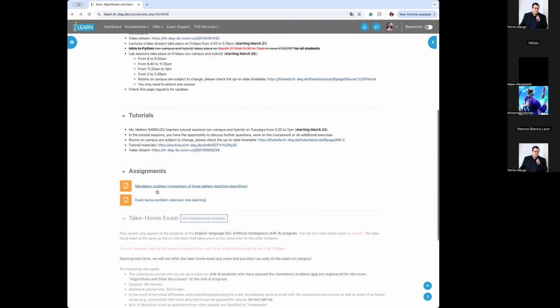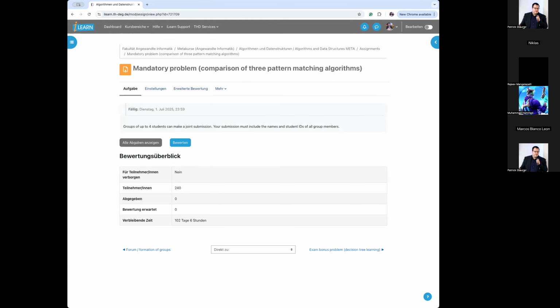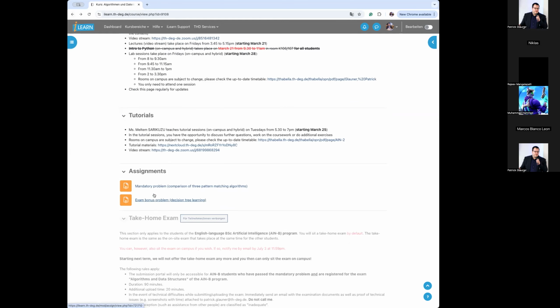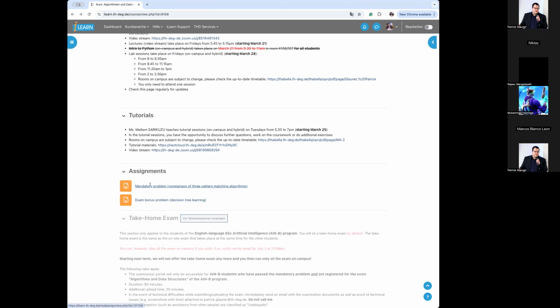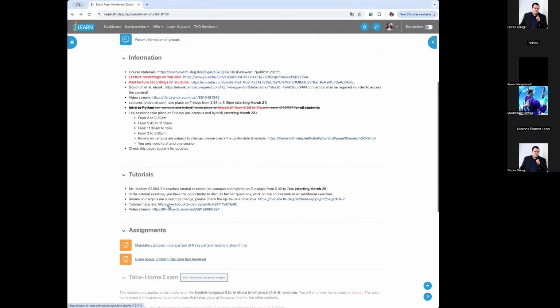And down there are also the submissions for the mandatory problem, which no one obviously has submitted yet, as well as the exam bonus problem. But for the mandatory problem, it's a separate examination. So you need to register for this in Primus, as well as for the written exam. And the bonus problem you just submit. And then once I mark the written exams, I will look up who has actually submitted and passed the exam bonus problem.